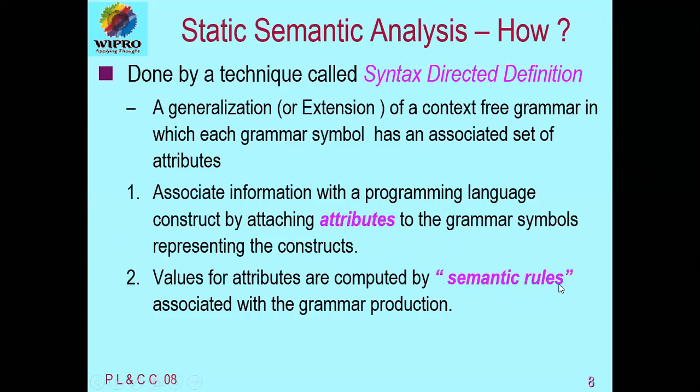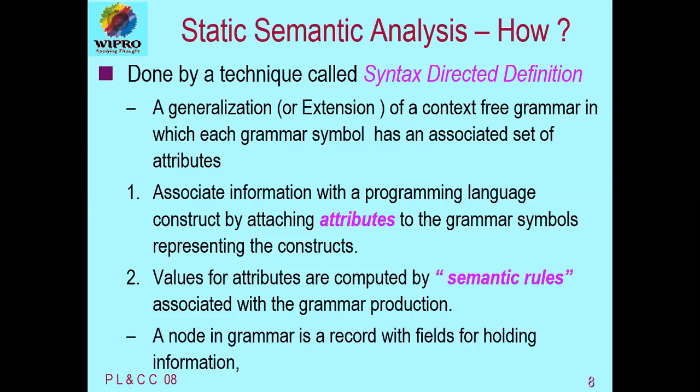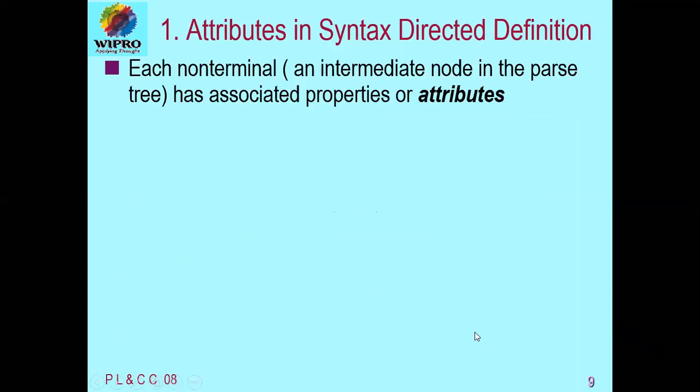What are the semantic rules? For every production in your context-free grammar, what it means is specified by the semantic rules. This we cannot call grammar rules. The grammar just specifies which non-terminal is producing which production. The semantic rules tell what it means. We shall see with the example rather than theory. A node in a grammar is a record or a field holding the information. We shall see with the example.